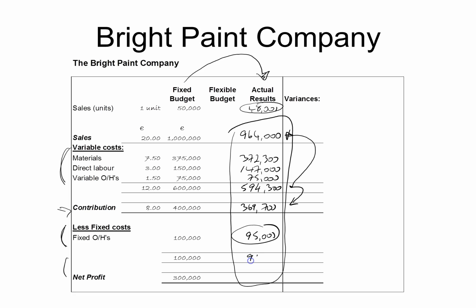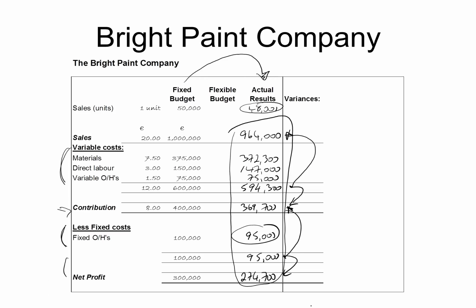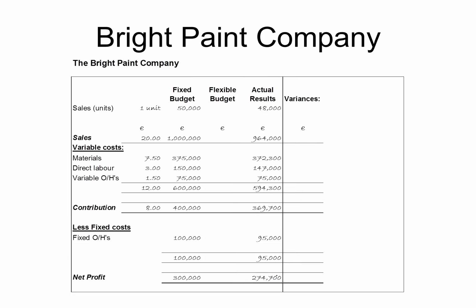So that'll give me a total of the fixed costs, 95,000. So I'll have my contribution minus my fixed costs will give my actual profit of 274,700. And of course, I just go back and check that. You can see the profit here, down the bottom here. It is 274,700. So I have popped in here the actual results in a marginal costing format, and I've done it correctly. So I'm just going to tidy this up. So if I tidy this up, that's what we get.